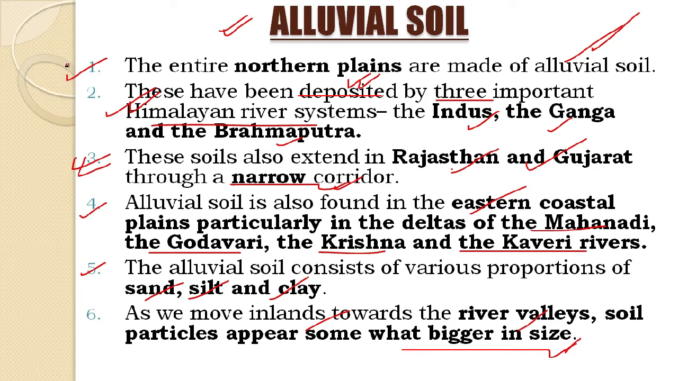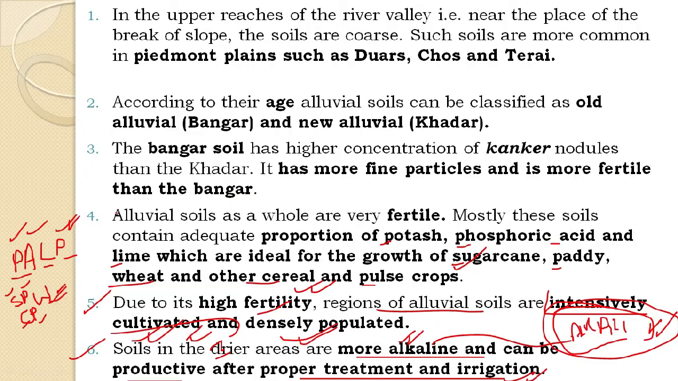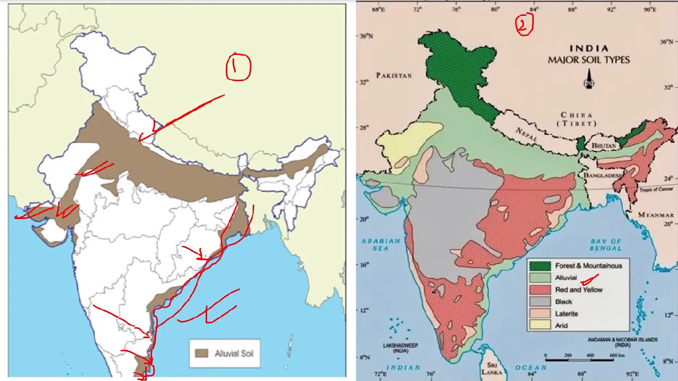Point number 1 says: where does the alluvial soil have the maximum concentration in India? Second talks about the rivers which form the alluvial soils. Then fourth, where else in the peninsular regions can we find the alluvial soil? Next, questions can be asked directly from Bhangar and Khadar. And next, what kind of crops could be grown on this type of soil. The most important question related to map skills can be asked in this form: show the distribution of alluvial soils on an outline map of India.